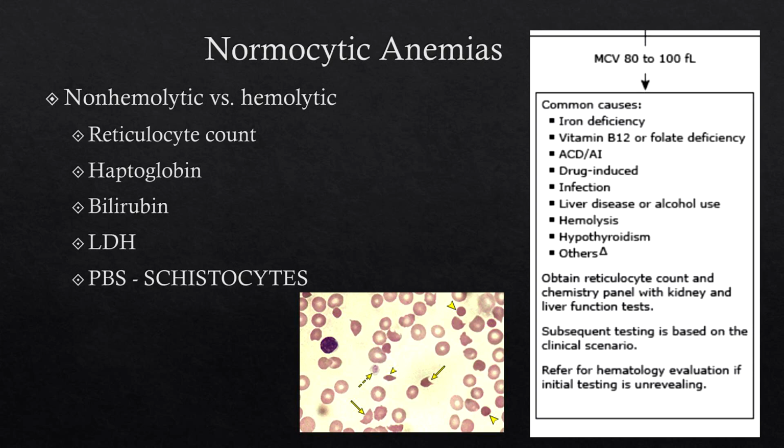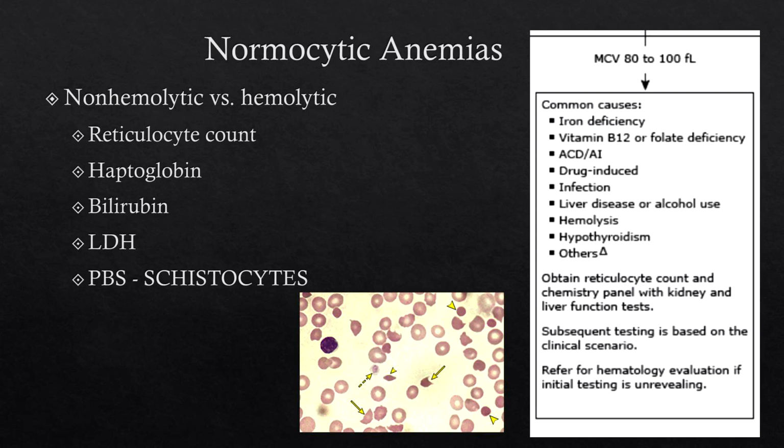Haptoglobin is a great test for this. Haptoglobin is a molecule that binds to free hemoglobin. Therefore, in a hemolytic anemia, haptoglobin would be low because all of it is taken up and bound to hemoglobin, and so your laboratory test for free haptoglobin will be low. Bilirubin, of course, will be high. Can be direct or indirect. LDH, which is your lactate dehydrogenase, is generally elevated in hemolytic anemia because it's an intracellular enzyme that spills out.